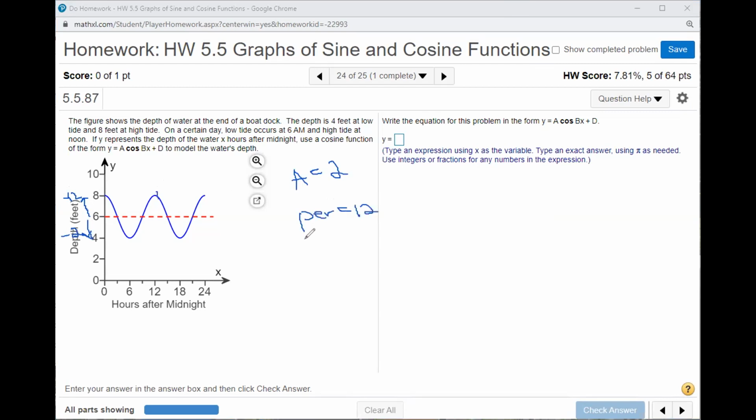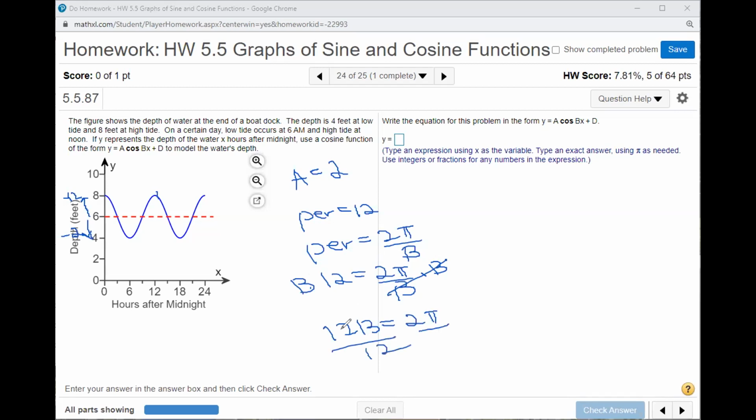And so the equation, we know the period is equal to 2 pi over b. Substitute 12 in for period. So 12 equals 2 pi over b. Multiply by b on both sides, since we're trying to solve for b. Then 12b is equal to 2 pi, divided by 12, B is equal to pi over 6. So we have A, we have B.